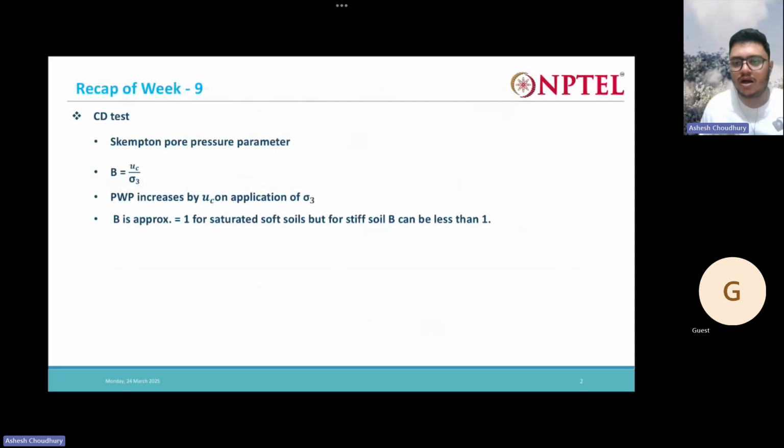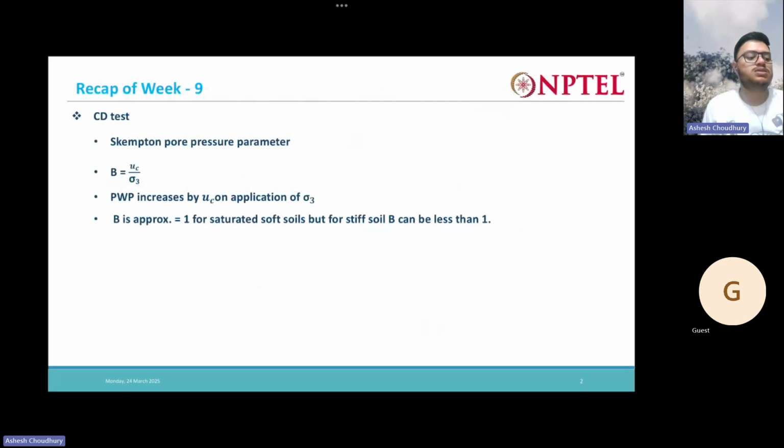We have discussed the CD test in the previous class, right? So in the CD test, what happens? In a triaxial test, you have two stages. First is the consolidation stage, and the second stage is the shearing stage, right? Consolidation stage and the shearing stage.